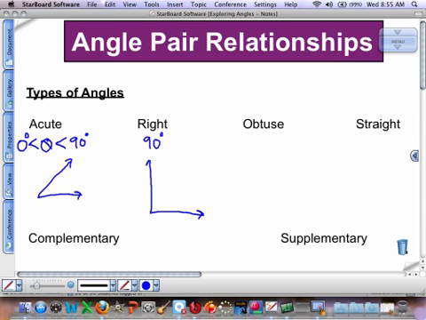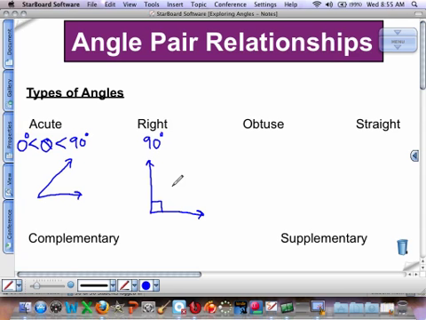And what type of lines form right angles? Perpendicular lines. Yeah, so if two lines are perpendicular, then they form right angles. That's one of those properties in geometry that we learn about.